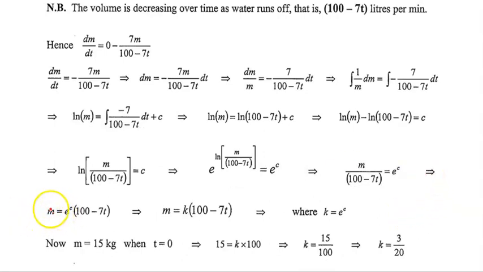So what that means is now we have m equal to e to the c times (100 minus 7t), and that e to the power of c, we're just going to label more conveniently as the constant k, because that's all it is, just a constant. So m equals k times (100 minus 7t).